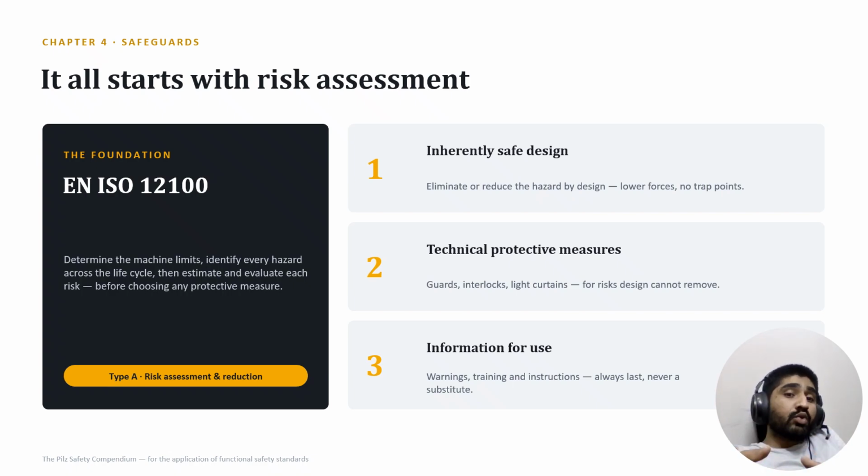Then step 2, technical protective measures. Guards, interlocks, light curtains for the risk that design cannot remove. Step 3, information for use. Warnings, training, instructions. Only this order is acceptable. You can never paper over a design flaw with a warning label.